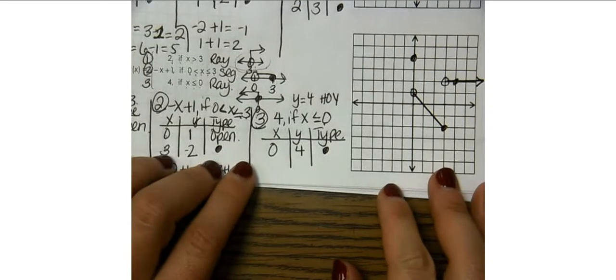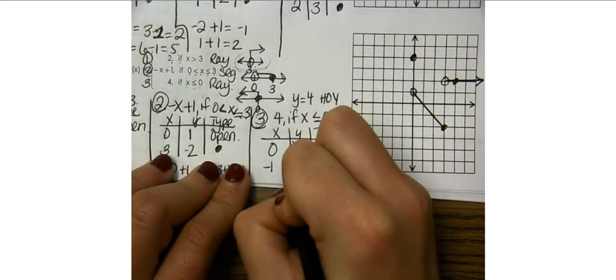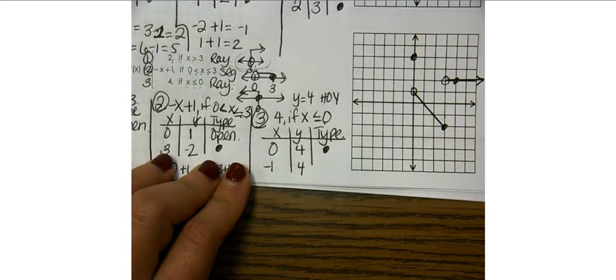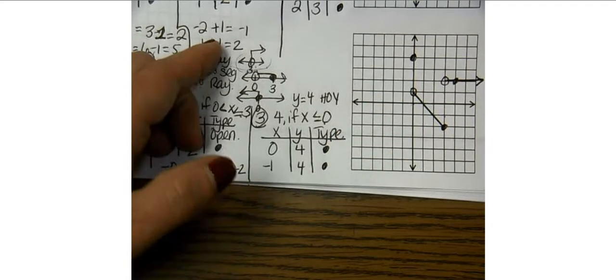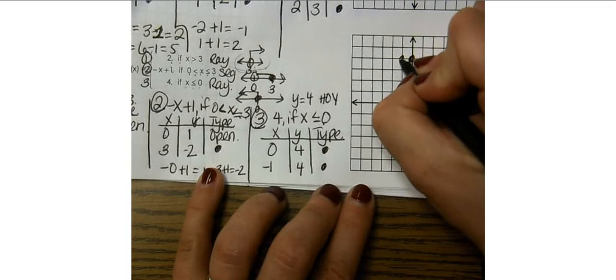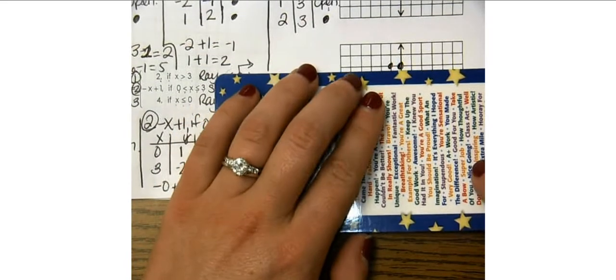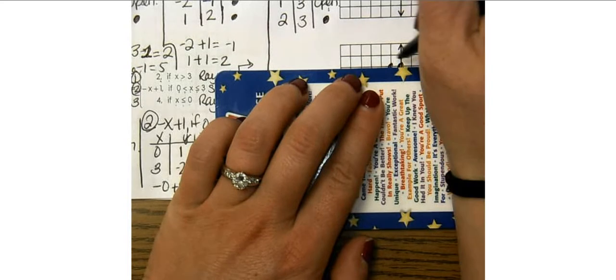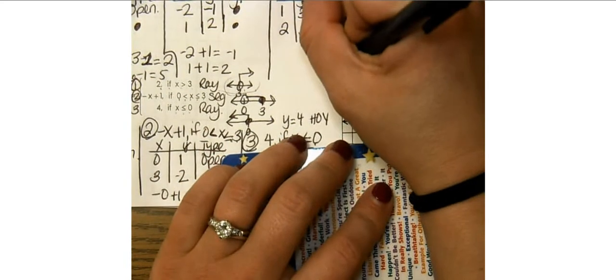Next, I'm going to pick a number that is less than or equal to 0, like the number negative 1, and my output is going to be 4. And it's also going to have a closed circle because negative 1 is part of the solution set. So I'm going to go to where negative 1, 4 is, and I'm going to plot that point. And remember that this is an array. It always starts with the number that's given to you and goes through the number that you personally selected.